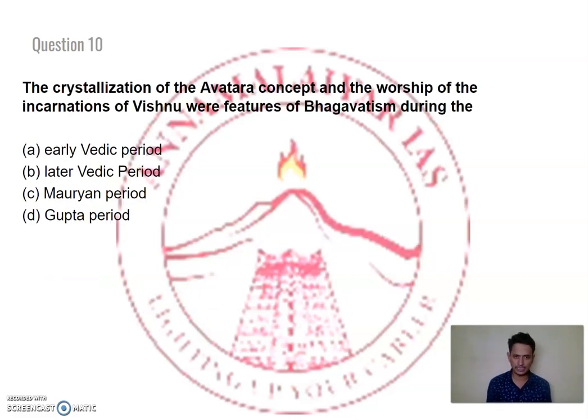The crystallization of the avatara concept and worship of incarnation of Vishnu were features of Bhagavatism during option A, early Vedic period, option B, later Vedic period, C, Mauryan period, D, Gupta period. So the right answer is option D, Gupta period, right? So I hope you understood all the 10 questions, right?